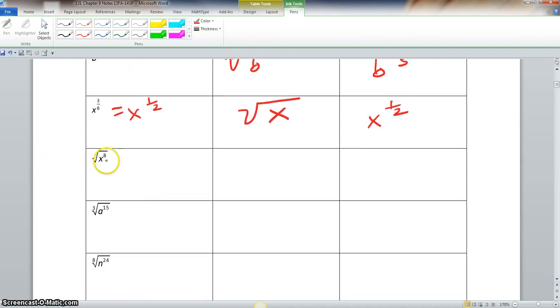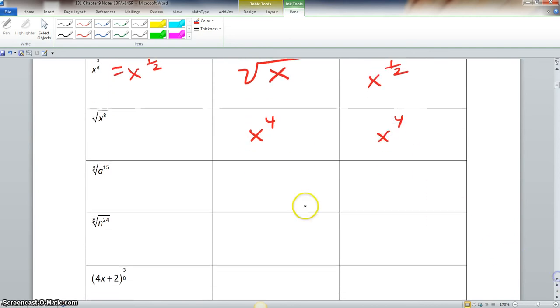Now we have the square root of x to the 8th power. We know the square root of x to the 8th power will be x to the 4th, and then the simplified exponent still would be x to the 4th. Now we come here, the cube root of a to the 15th. We could simplify both of these by 3, or we could just say the cube root of a to the 15th is a to the 5th. And then we know the simplified exponent would still be a to the 5th.